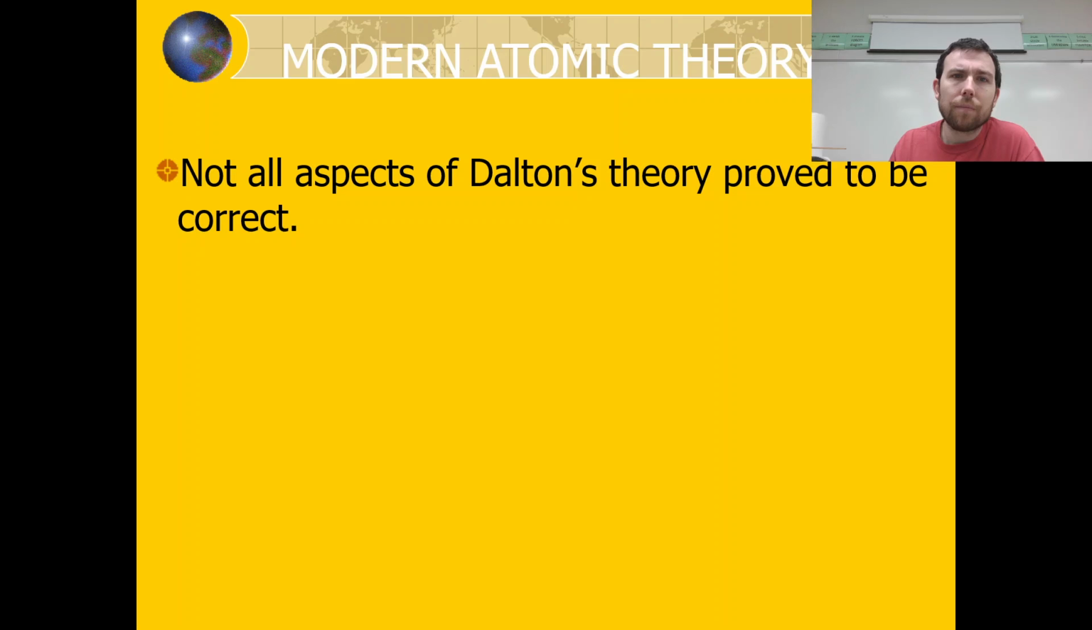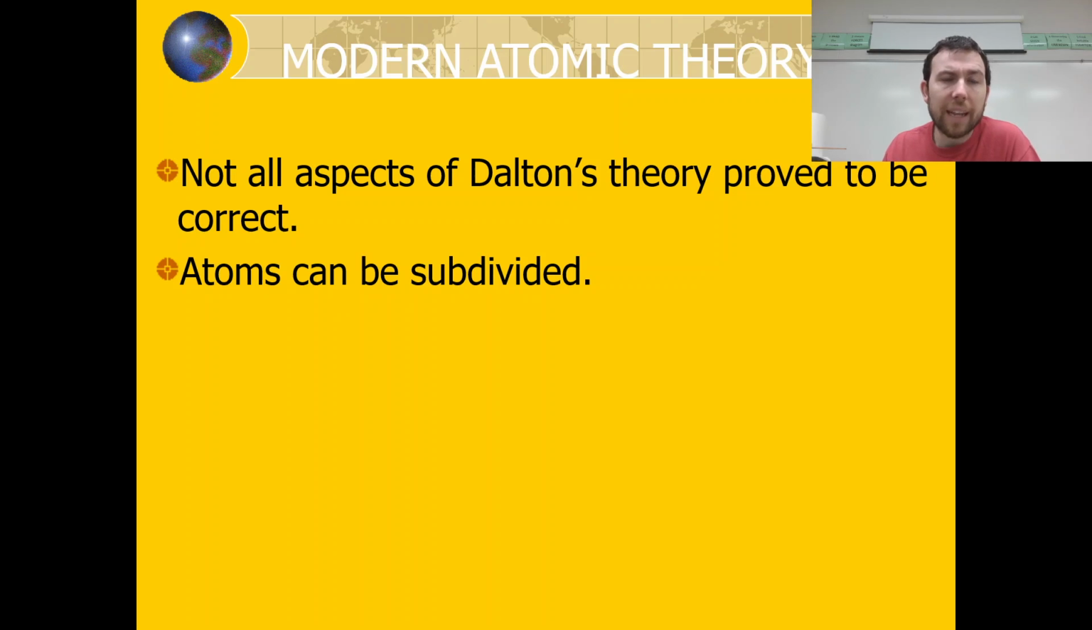Now, again, not all aspects of Dalton's theory prove to be correct. We learned that atoms can be subdivided. That's why you can have protons, neutrons, and electrons. And if you break it down even farther, that's why you can have quarks. And that's why you can have matter versus antimatter, right? So we can see that atoms can, in fact, be subdivided. They can be broken down into smaller parts.